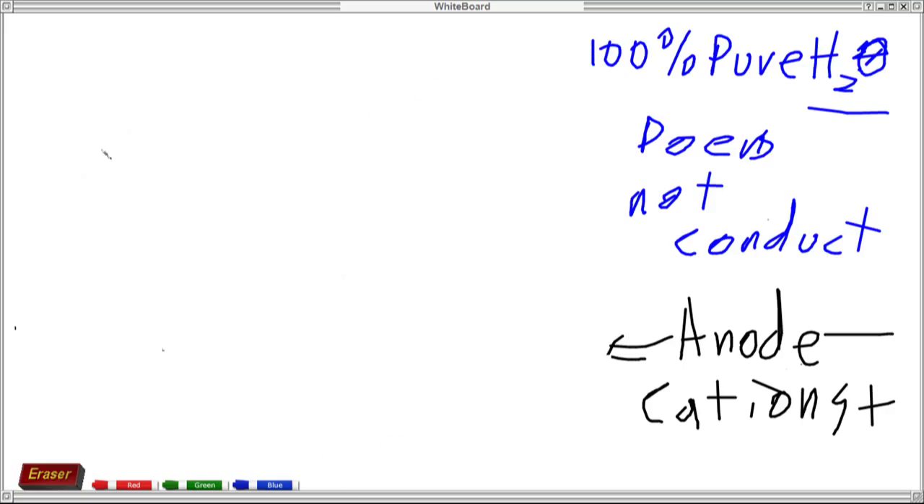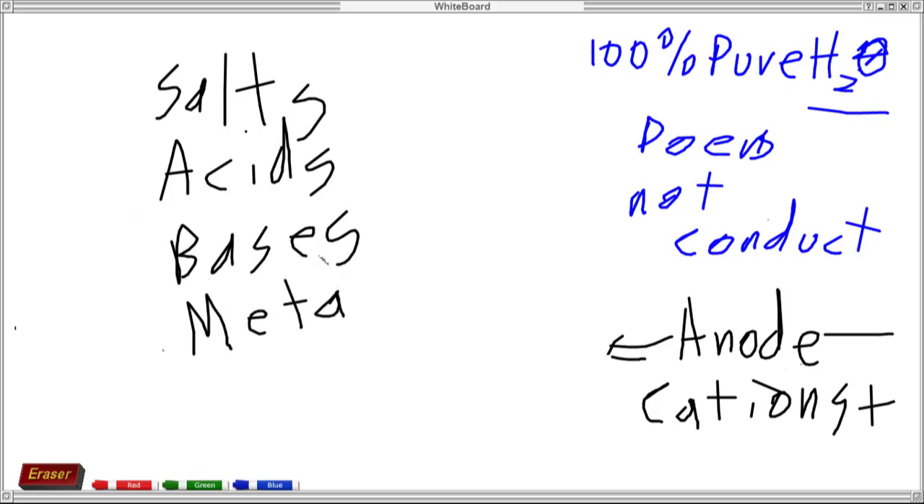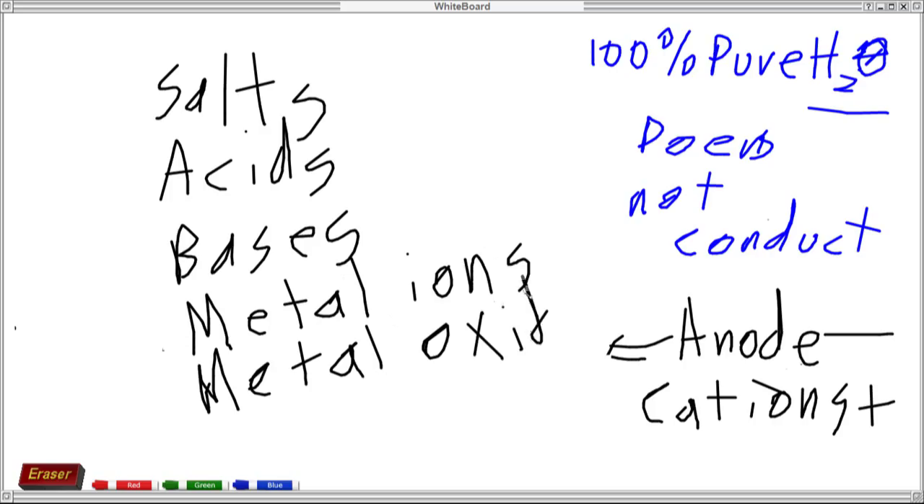Another perspective I want you to keep in mind is this: whenever you're putting anything ranging from, let's say, salts, acids, bases, metal ions, or metal oxides, you're basically putting electrolytes into a water solution. When you put any of these into water, you're putting electrolytes.